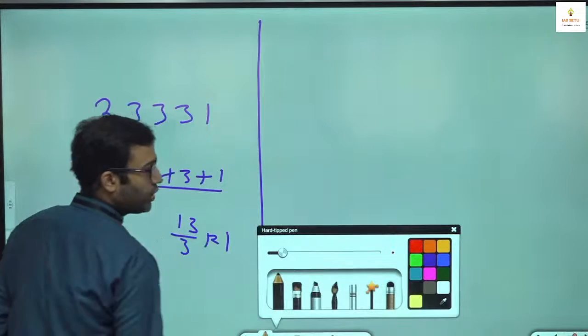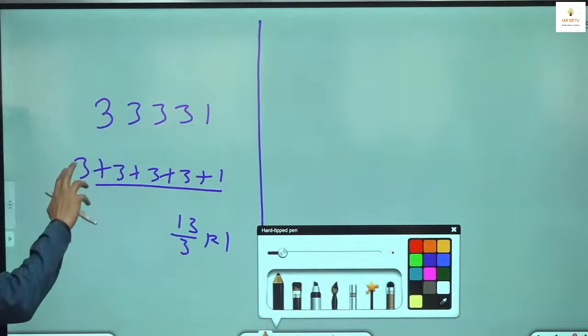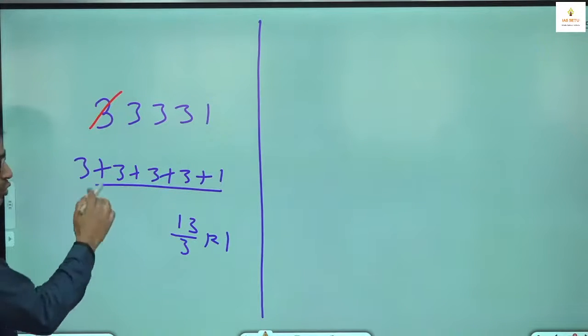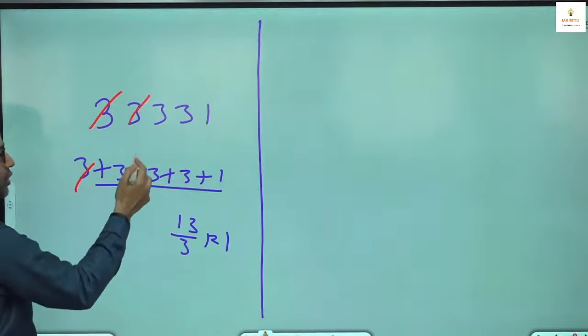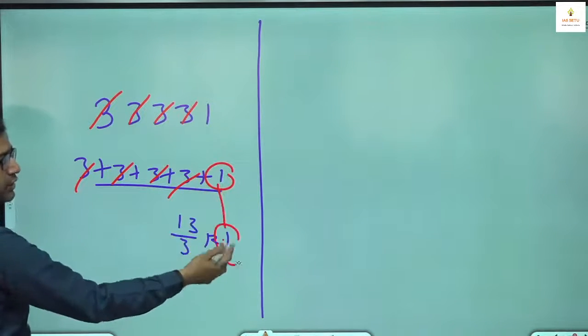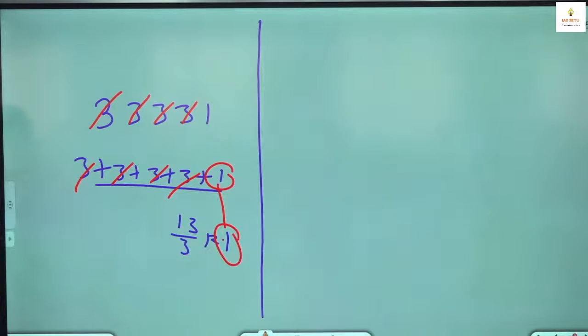But one thing you can do, whenever you get 3 or multiple of 3, you ignore. No need to carry in your addition. ये 3 को हटाओ. No need to carry. ये 3 को हटा दो. 3, 3, only 1, and even you get the same answer. 1 is remainder. If in your number you have 3 or multiple of 3, no need to carry that in your addition. उसको वैसे ही हटा सकते हो.